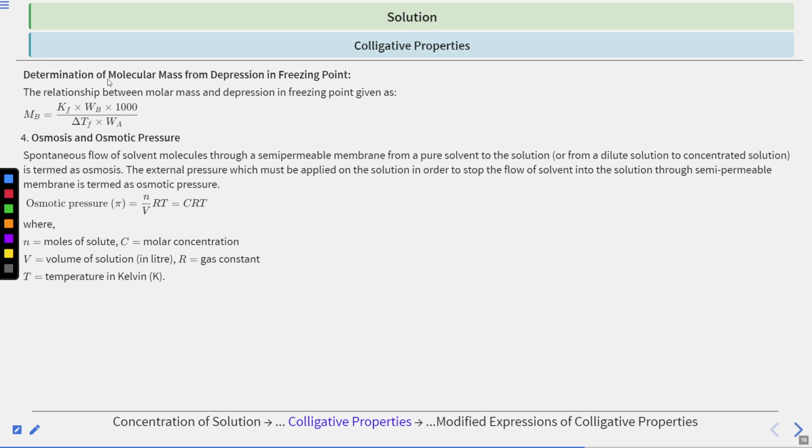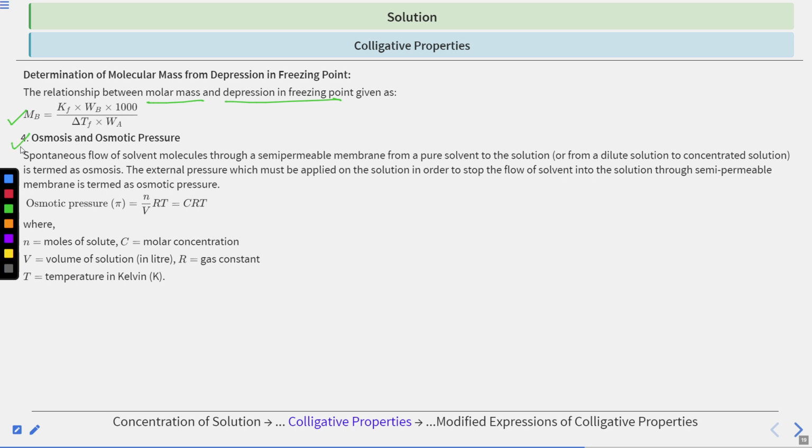Okay, now determination of molecular mass from depression in freezing point. The relationship between molar mass and depression in freezing point is given as: molar mass of solute equals Kf into WB into 1000 upon del TF into WA. Every term is the same as we have seen in elevation in boiling point.